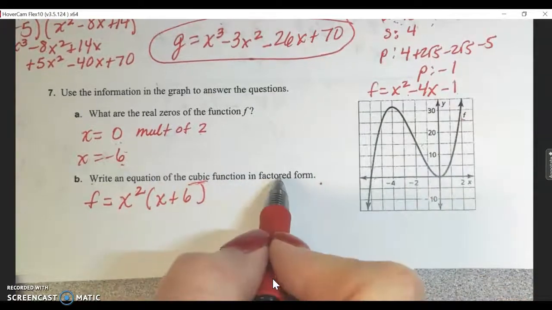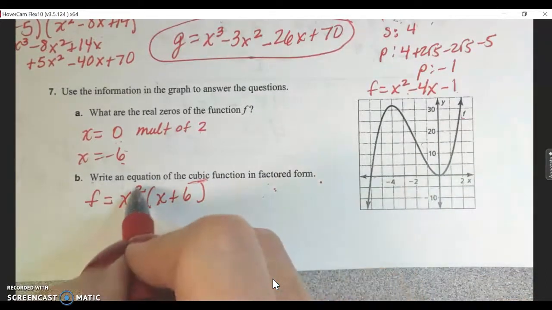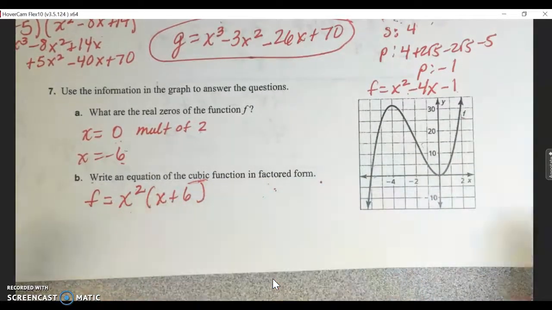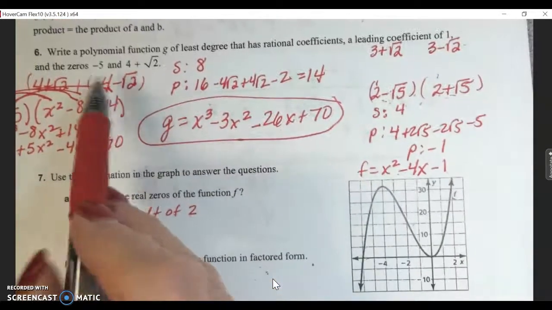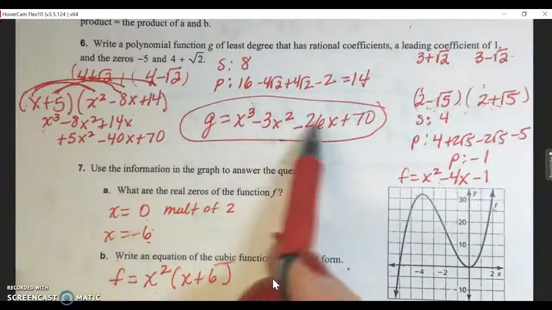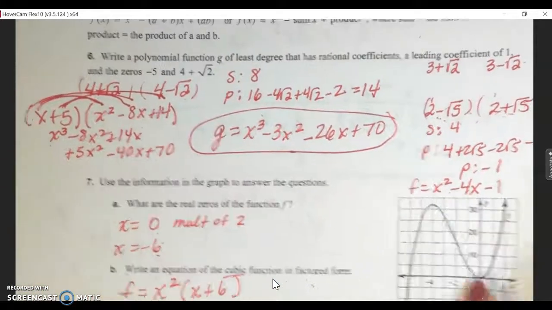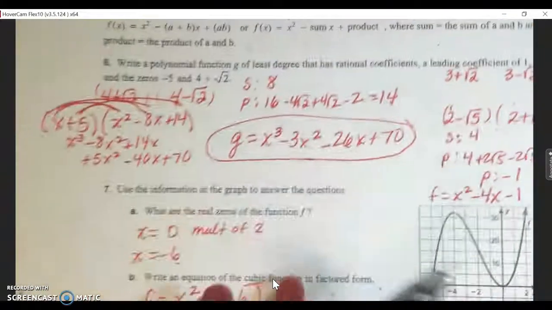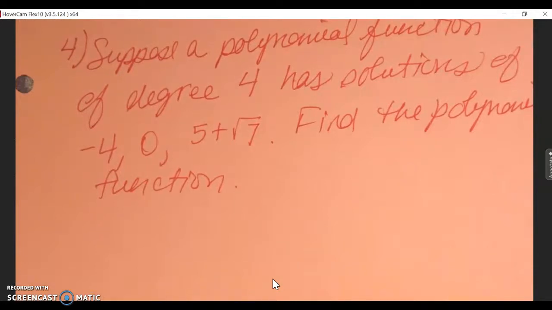And it says we can write it in factored form. That's great because I don't have to multiply this out if it's in factored form. The other one said to write a polynomial function. That means the whole thing has to be written out. Okay, instead of doing the problem that you have on your paper, I want to do this one instead. See if you guys can help me. You don't need to even write this down.